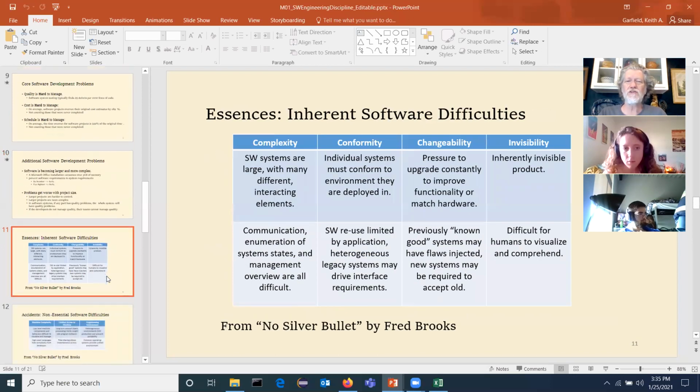Okay, this is all bad news. This whole lecture is bad news, right? It's like, this is how hard software is. And by the way, this is a software course, right? So, if you're a software engineer, I don't want you to change majors, okay? There is hope.